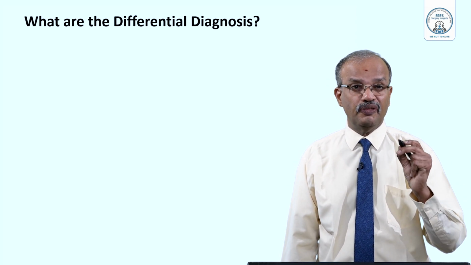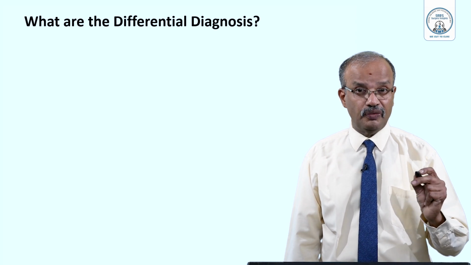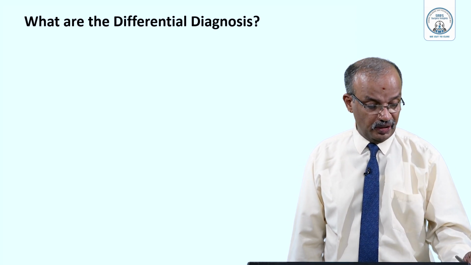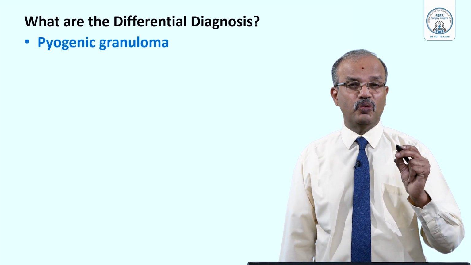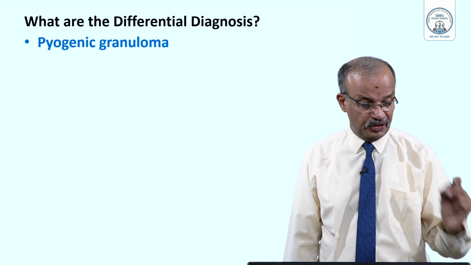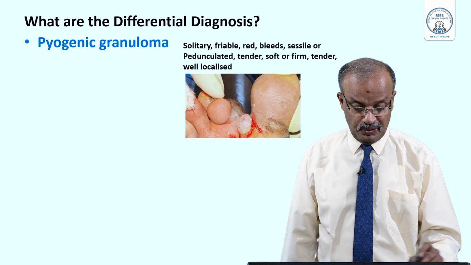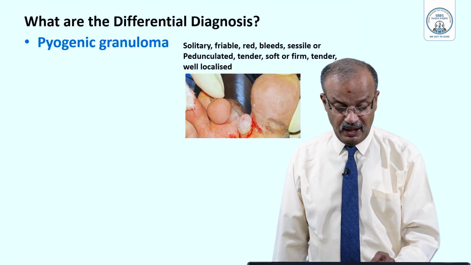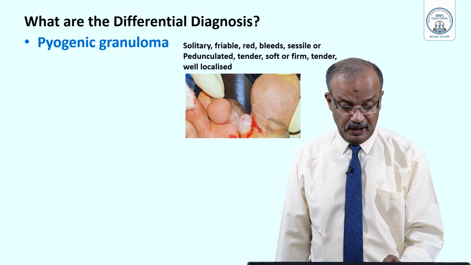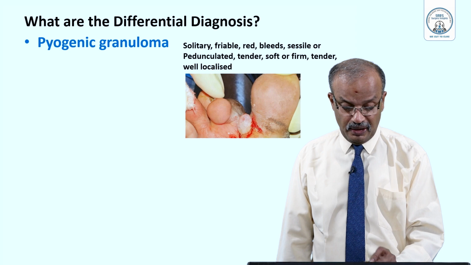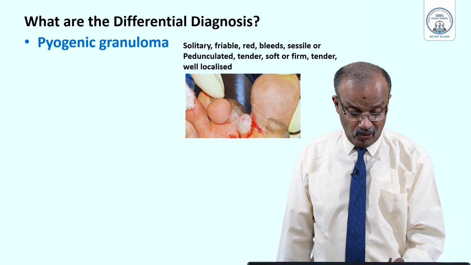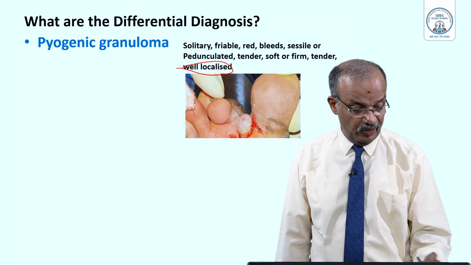So what is the differential diagnosis you have to think of? Then I will go on telling the differential diagnosis. Pyogenic granuloma is the first possible differential diagnosis in this patient. You have to remember, it's a very, very common entity. We will discuss what exactly it is. It is solitary, friable, red, bleeds, sessile or pedunculated, tender, soft or firm, and well localized is very important. Well localized, very, very commonly.